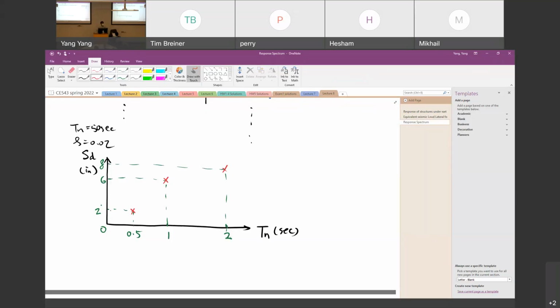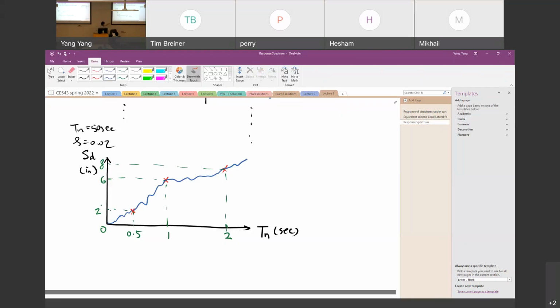And if we have a computer, we can have the natural frequency more densely spaced. So from 0 to 0.5, we may have more natural frequencies there, so that we have more data points. The same over here. So in this case, we may have something like this.